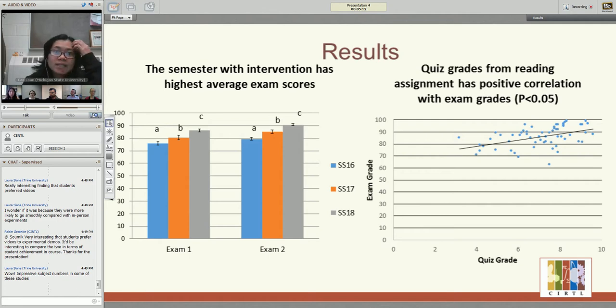Also, the chart on the right shows the quiz grades, which the students have to do before lecture every day before they come to class. It shows that the quiz grades from the reading assignment have a positive correlation with exam grade, which means that the students who have high quiz scores also have high scores in the exam. So in sum, the reading and quiz before lecture has improved the exam score of the students.